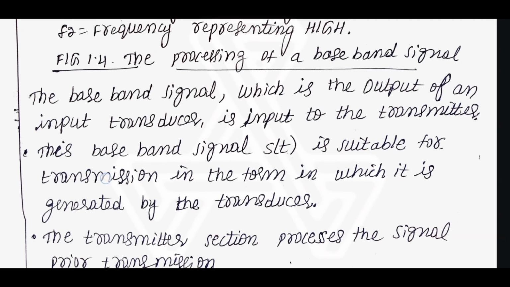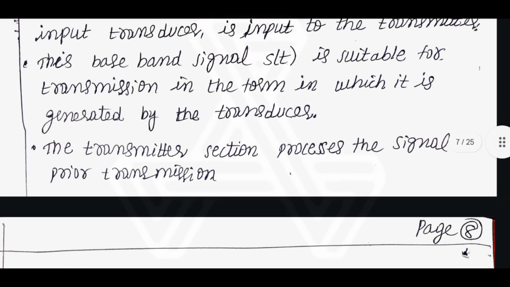The baseband signal, which is the output of an input transducer, is the input to the transmitter. This baseband signal S of t is not suitable for transmission in the form in which it is generated by the transducer. The transmitter section processes the signal prior to transmission.